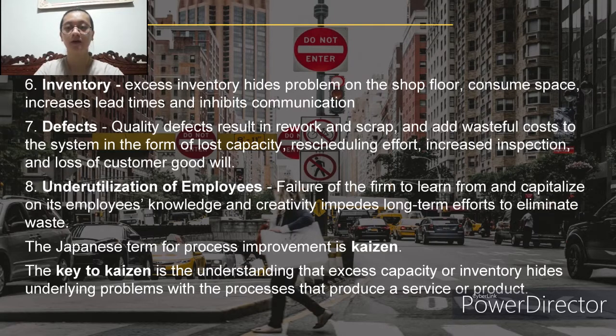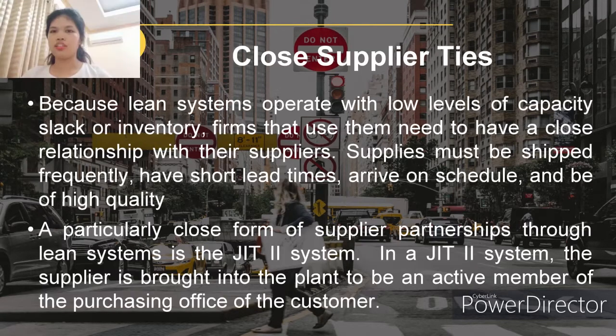The key to Kaizen is the understanding that excess capacity or inventory hides underlying problems with the processes that produce a service or product. Close supplier ties. Because Lean systems operate with low levels of capacity, slack, or inventory, firms that use them need to have a close relationship with their suppliers. Supplies must be shipped frequently, have short lead times, arrive on schedule, and be of high quality.